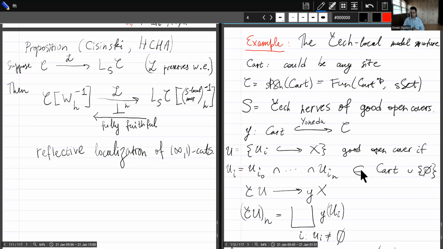So now let's move on to our main example, which is the Čech local model structure. This one, of course, models infinity-sheaves. And here I formulated everything for the site of Cartesian spaces. But of course, it could be replaced by any other site. The only change you would have to make is, in general, intersections of open subsets would have to be replaced with fiber products. But we are mostly interested in the site of Cartesian spaces, so let me, for simplicity, concentrate on this example.